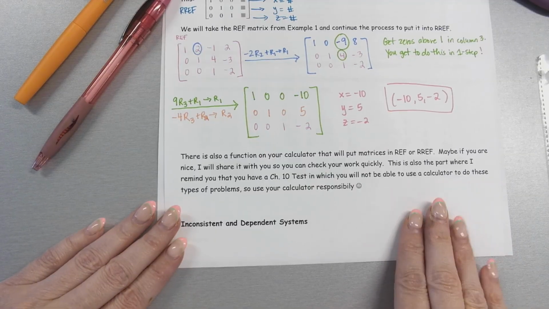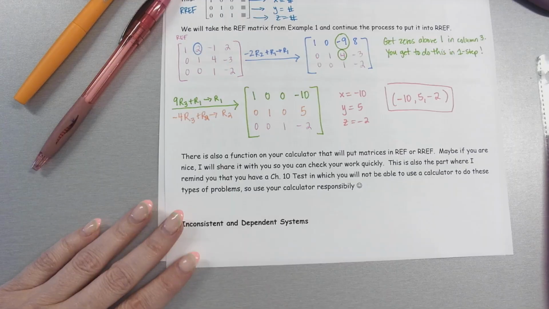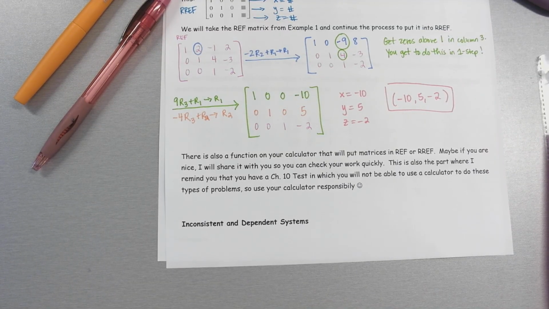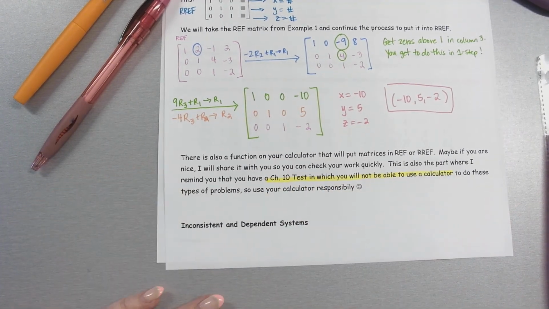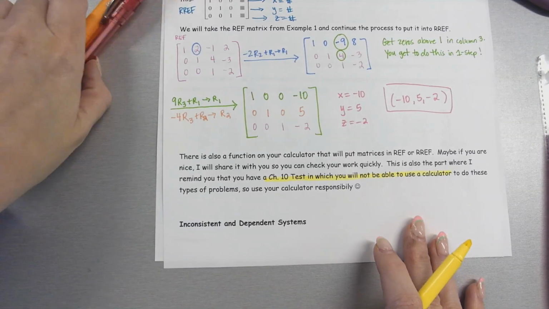Okay, I'm going to apologize in advance for this passive-aggressive paragraph. I wrote this before ChatGPT was a thing. So you can actually use your calculator to check. There's a function in your calculator where you can put them in that form. And I am going to share it with you tomorrow so you can check your work quickly. But I do just want to remind you that you have a Chapter 10 test where you won't be using a calculator. And of course, for these, you do have to show your work. Okay, so make sure you use your calculator responsibly.